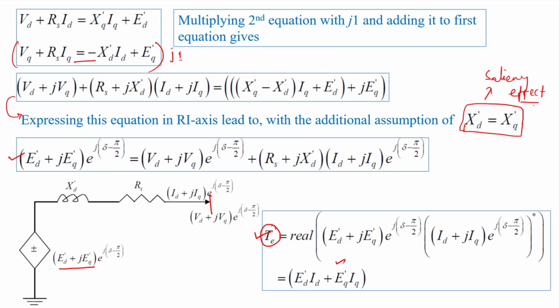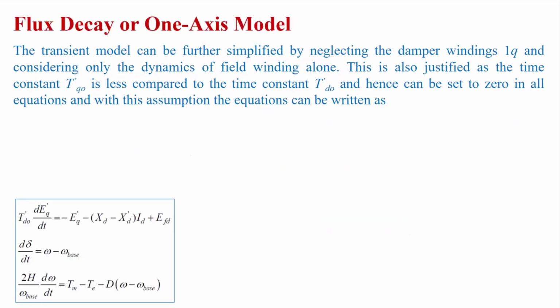Now if we further simplify this model, that is called the flux decay model, or one axis model. The transient model can be further simplified by neglecting the damper winding 1q. We'll neglect the damper winding in the q axis, so there is no damper in the q axis now, and also we are neglecting the damper winding in the d axis, which was already neglected. Only the field winding is considered, so only the dynamics of the field winding is considered here. Therefore, it is called the one axis model, or the flux decay model.